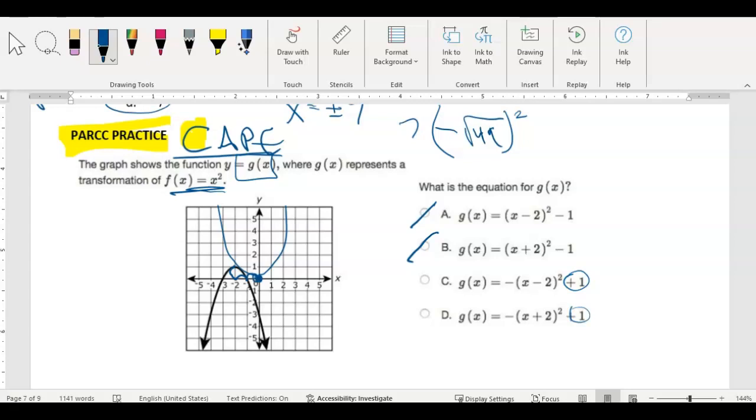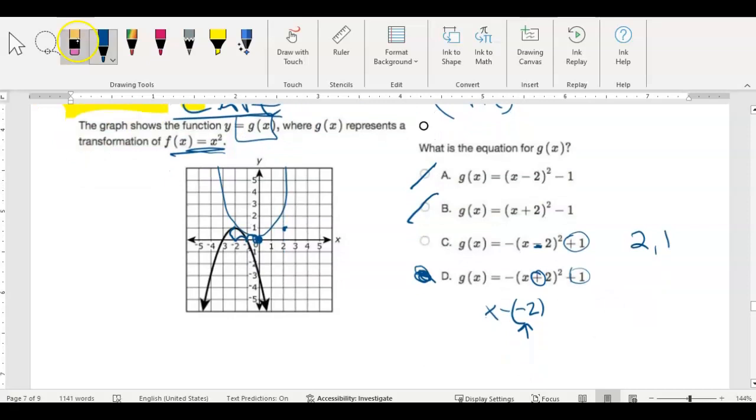Now I need to decide, am I subtracting 2 or adding 2? This vertex here would be positive 2 comma 1, because remember this minus is part of the equation, and so this would have a vertex over here. However, this one is the same as x minus a negative 2, which means the x value here is negative 2. And so D is our best answer option. This is asking you to be able to tell, based on this equation, what coefficient and what vertex I should have and how it should be written.